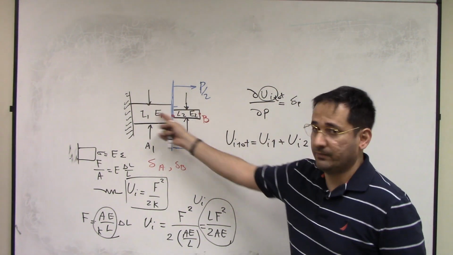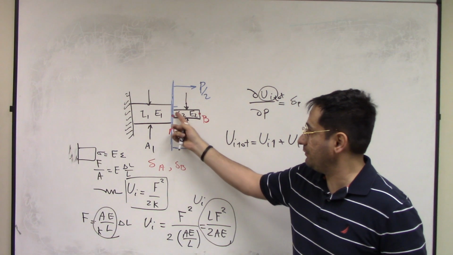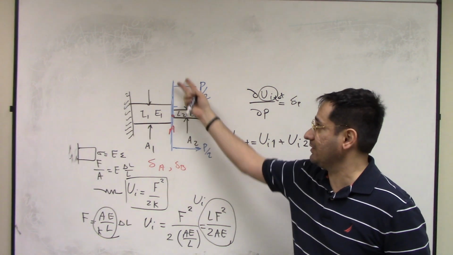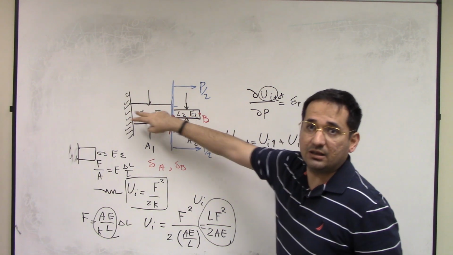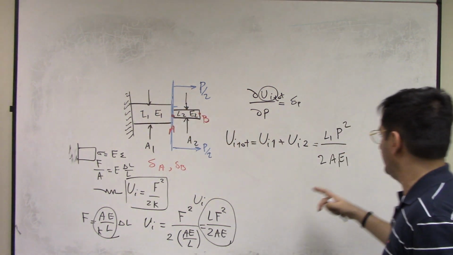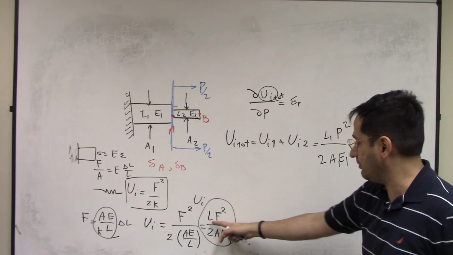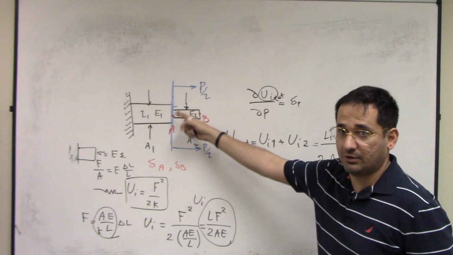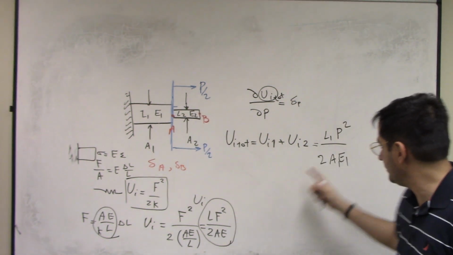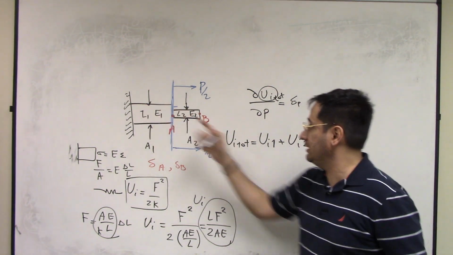So if you draw the axial force diagram, here force is 0 because it's after this point. There is no axial force here, but the force here is P, right? So you get P, the force in unit 1 is P. So L1 P squared over 2 A1 E1. That's the internal energy of bar 1.